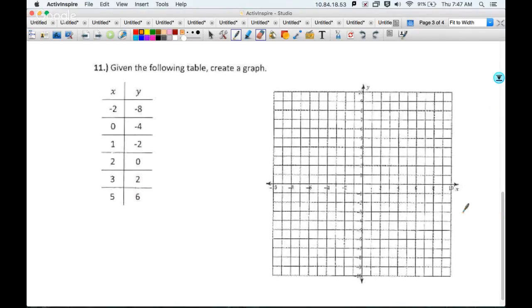All right. Given the following table, create a graph. So just got to treat these like ordered pairs and plot them. That first row gives us the ordered pairs -2, -8. So -2, -8. 0, -4. 1, -2. So notice we skip some values, but as long as we're being consistent with how we graph these, notice it's still making a straight line, which is a good sign. And 5, 6.